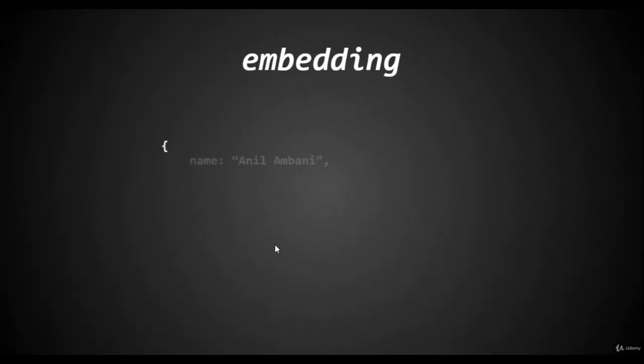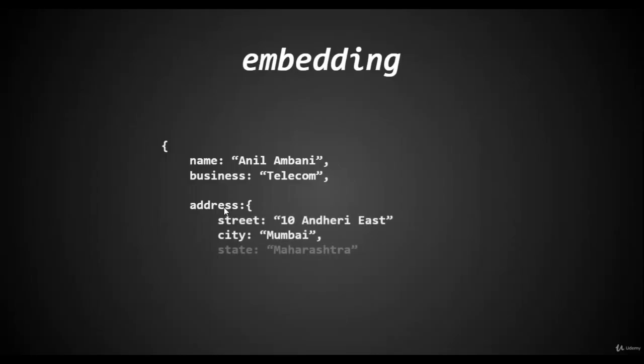Suppose I have the customer name and the business of the customer, and then I can use an address object inside this document and store street, city, state and all these things, and then I close the main document. This is the main document, starting from here, ending here. In this I have name, business, and then I can store the address here. I can embed the address document inside this customer document. This is an embedded document inside the customer document.